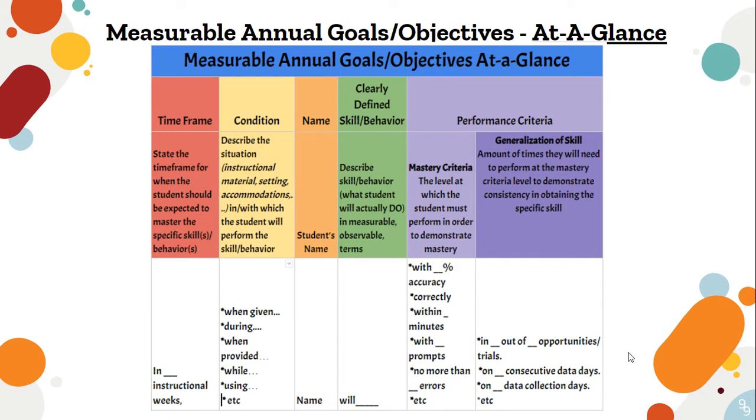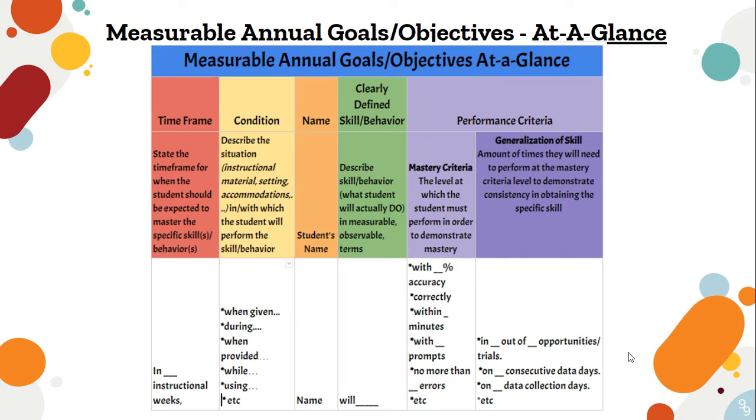This is a graphic organizer that breaks down the necessary components for writing a goal or objective. It also provides the format and typical wording to use. The first box, which is red, addresses the time frame of the goal or objective.